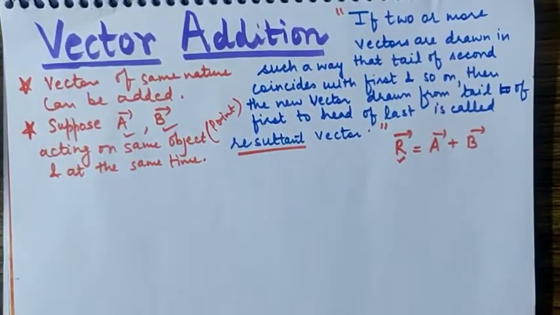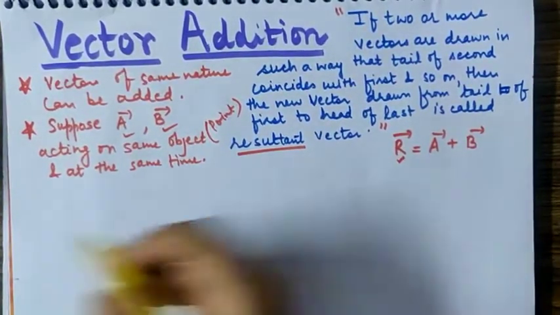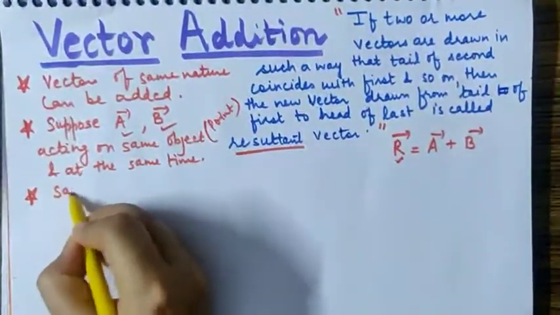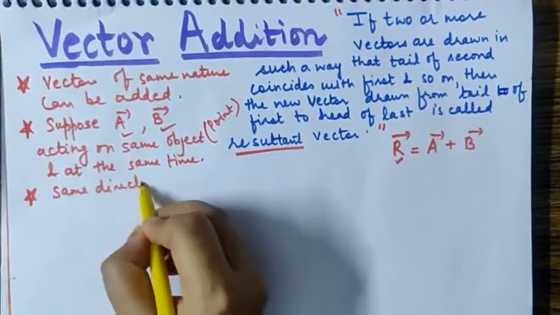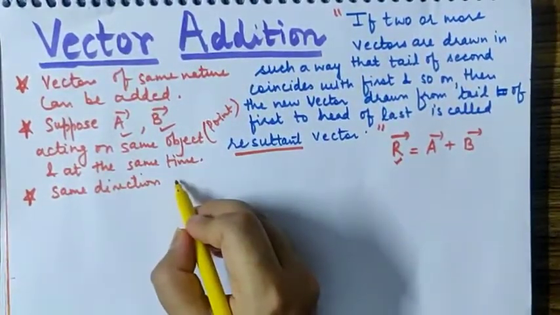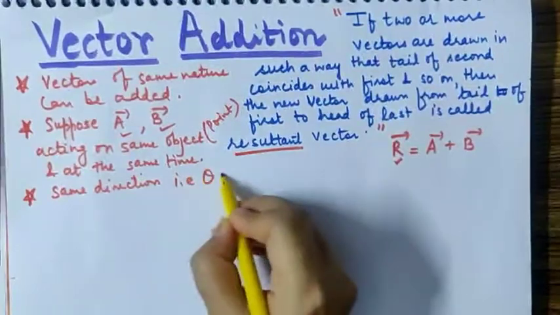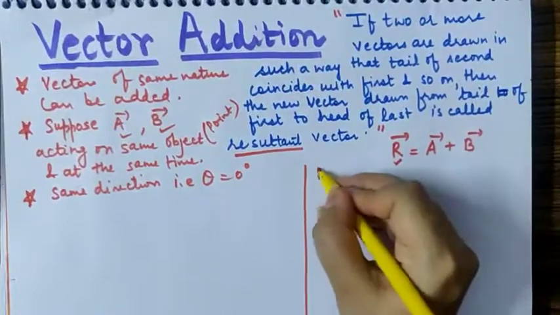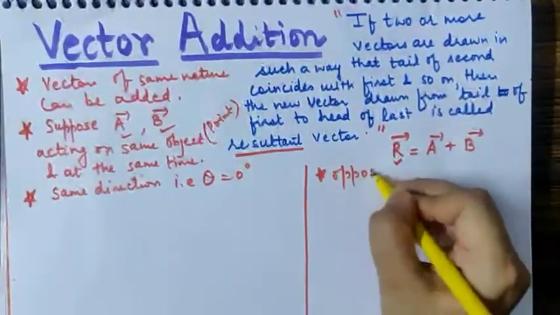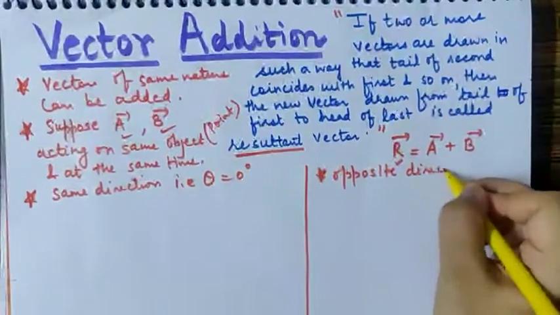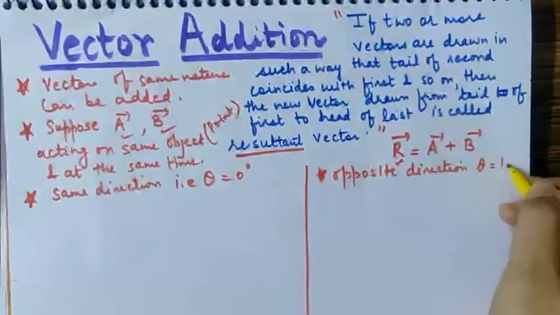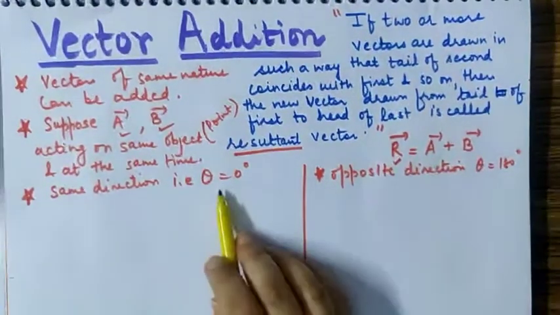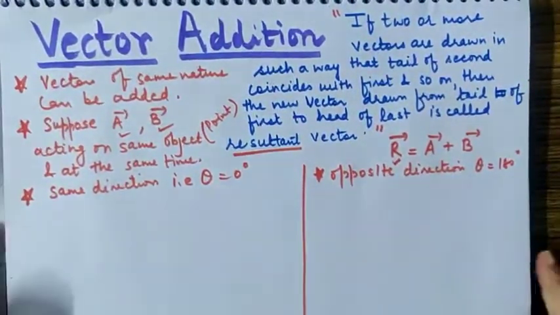I'll be in need of adding those two vectors which we are talking about. Moving further, one more point: I'll add A and B if they are acting on a body in the same direction, that is, the angle between them is 0 degrees. The second case is when they are acting in opposite directions, meaning the angle between them will be 180 degrees, because 180 degrees tells us that the vectors are opposite, and 0 degrees tells us that they are parallel to each other.